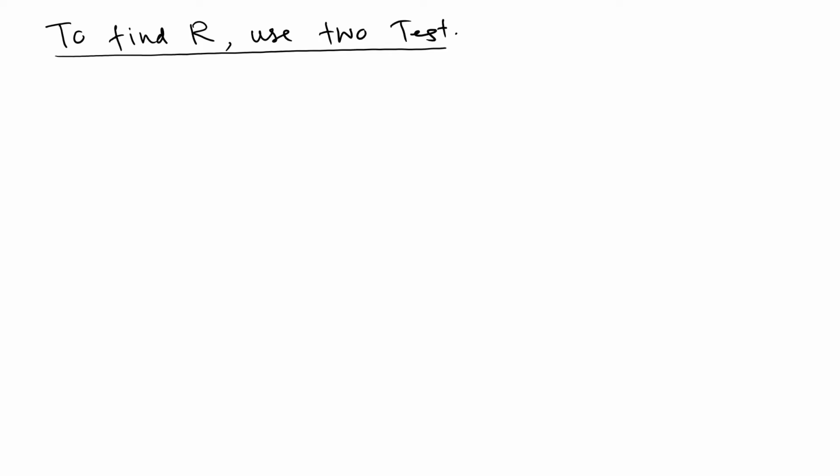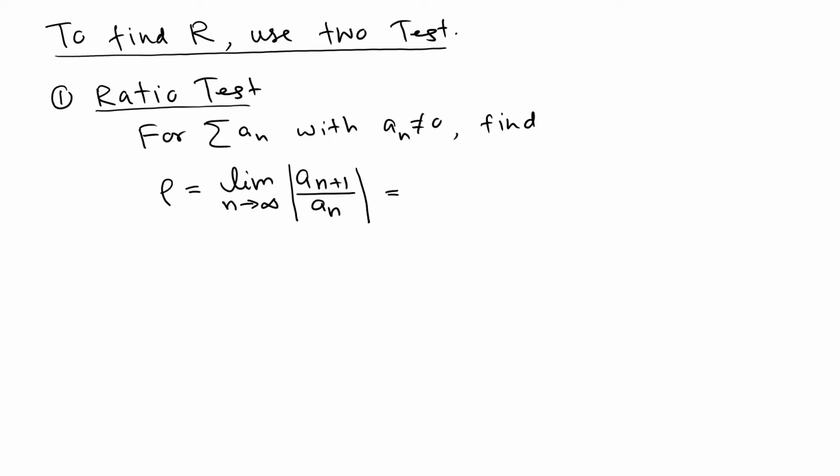To find R, we use two tests. The first one is the ratio test. The ratio test is for any series with non-zero terms, so it's very important that you have non-zero terms. We find what we call rho, which is equal to the limit as n goes to infinity of |a_(n+1) over a_n|. So you divide two consecutive terms, and since there's a division, you make sure it's not equal to 0. Three things can happen.